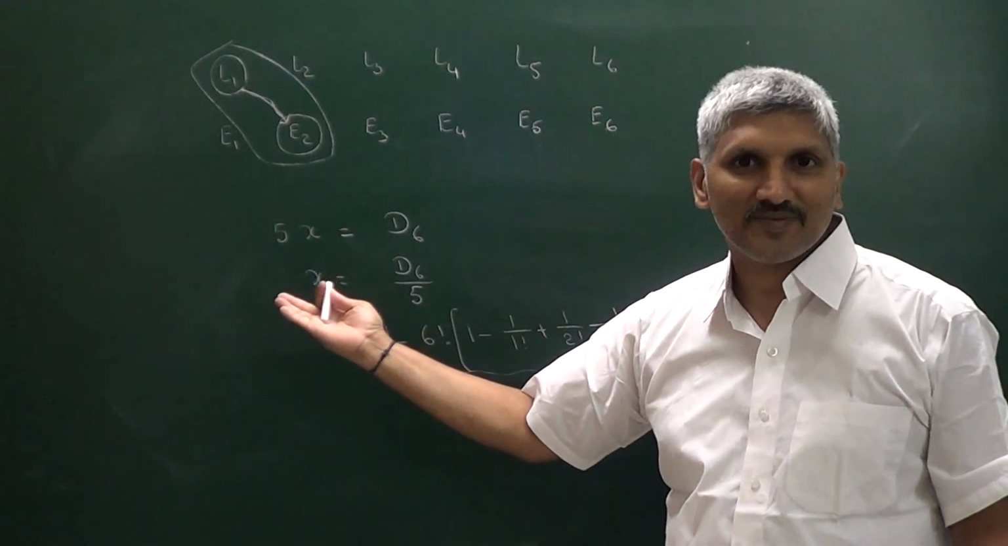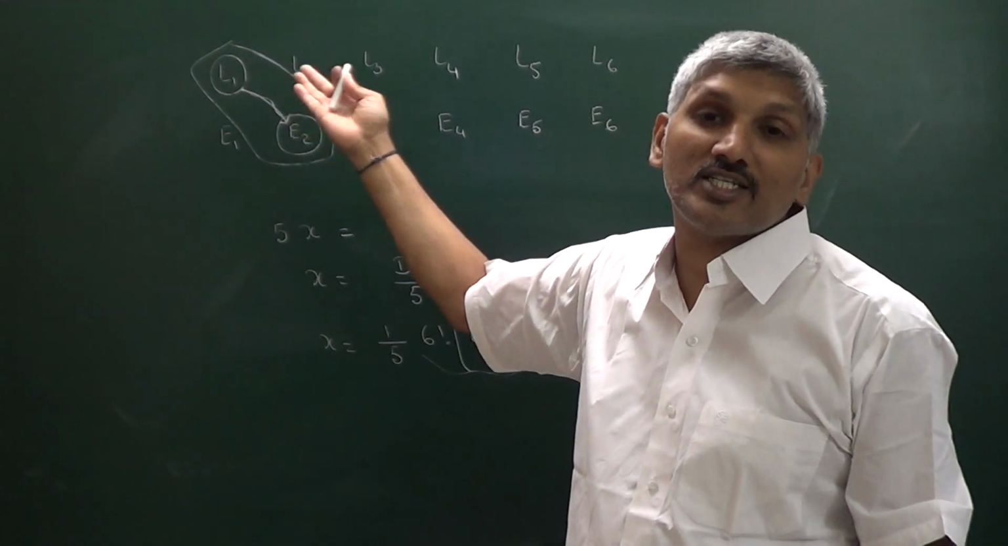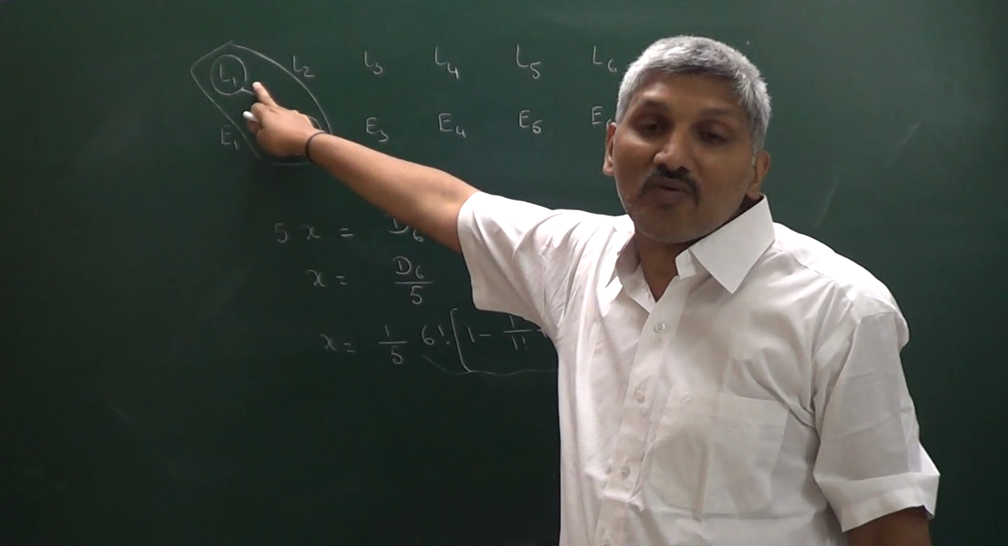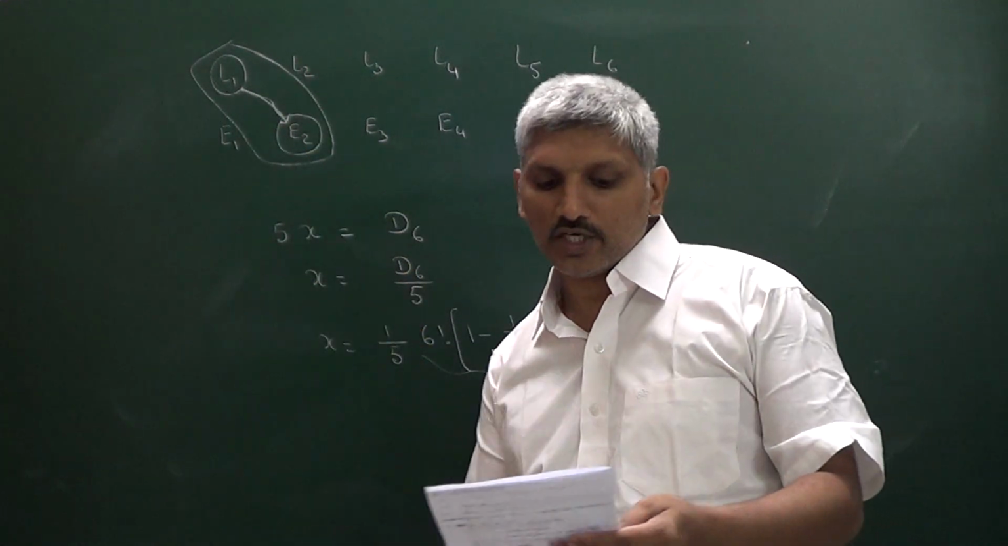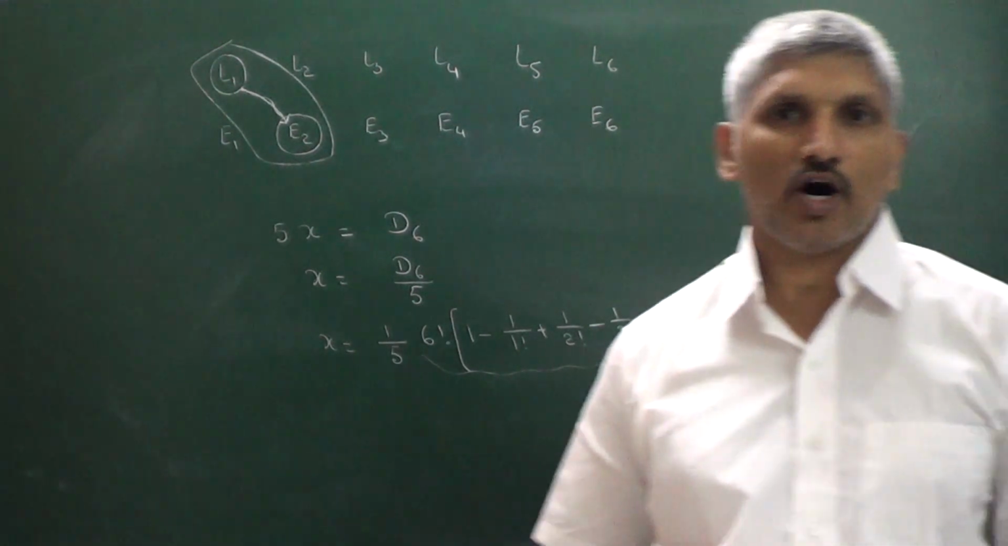What is X? The number of dearrangements of these 6 letters in the 6 envelopes so that L1 is always in E2. So those are a few applications regarding dearrangement of objects.